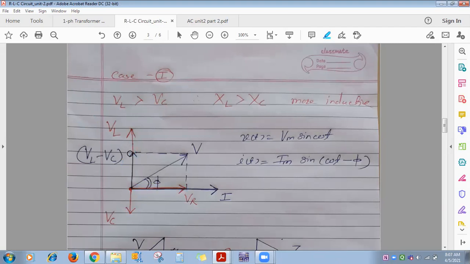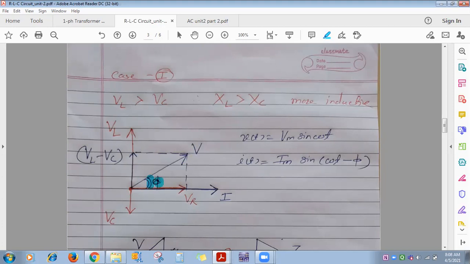So draw a parallel phasor of equal length to VR, and this one, draw a parallel phasor of equal length to VL minus VC. The intersection of these two and this origin, if you join, what you will get? A resultant voltage V. Okay, so if you see the phasor diagram, you can find there is a phase difference between voltage and current, phi.